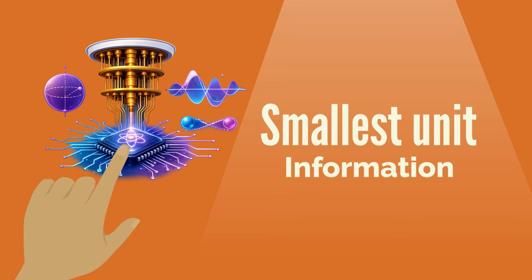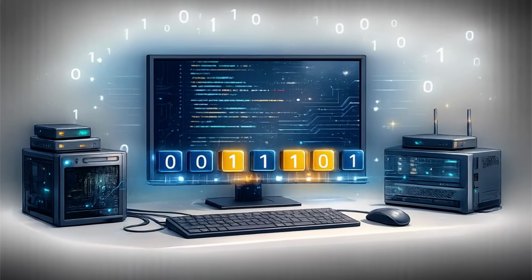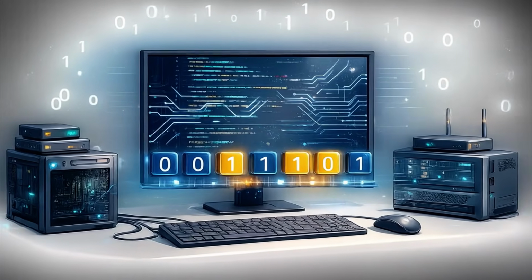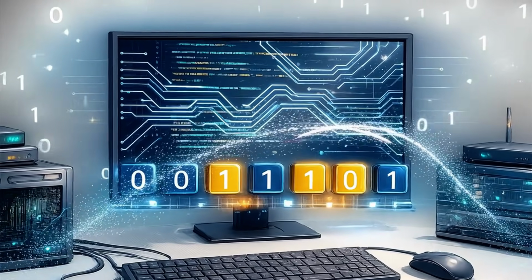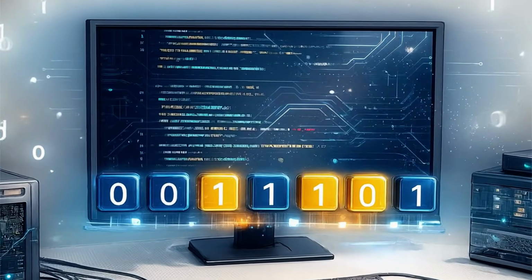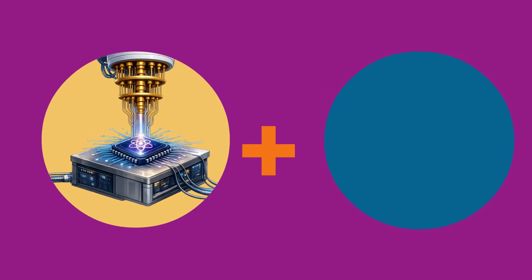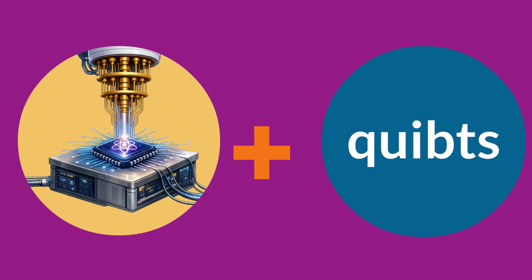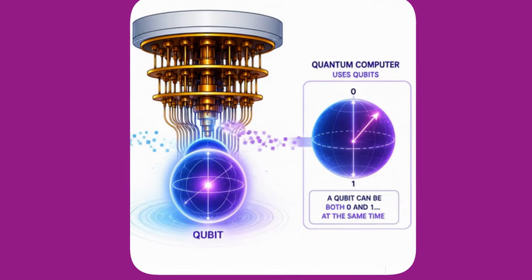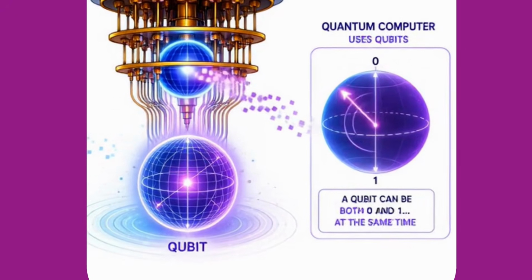It comes down to the smallest unit of information. A classical computer uses bits. Each bit is simple: 0 or 1, off or on. Everything your computer does is built from those. A quantum computer uses qubits, and qubits behave very differently. A qubit isn't just 0 or 1. It can be both at the same time.